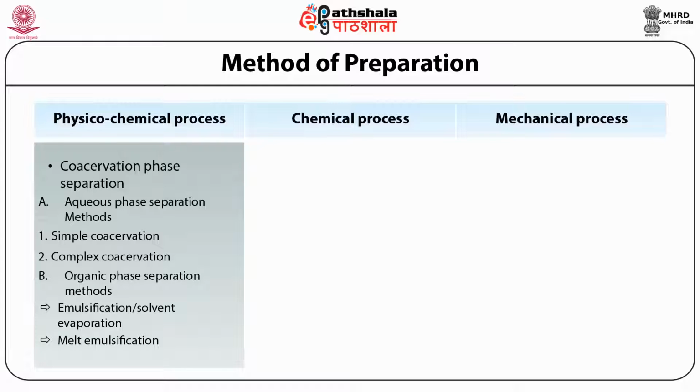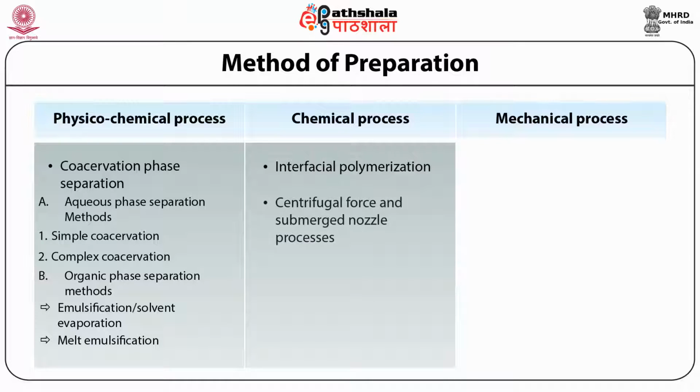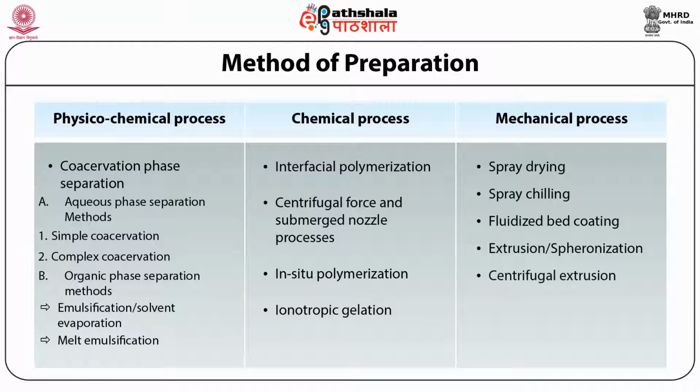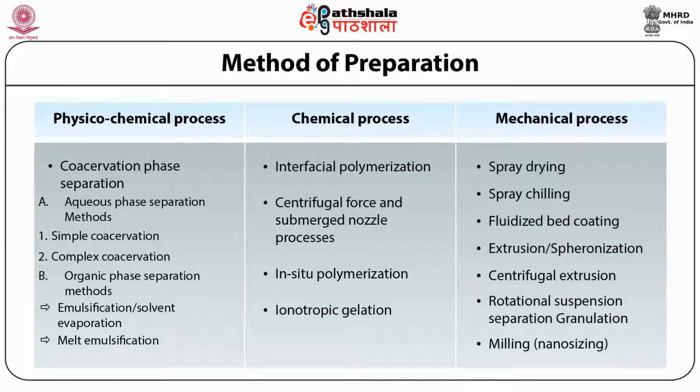Now the chemical process can be further classified as interfacial polymerization, centrifugal force and submerged nozzle process, in situ polymerization, or ionotropic gelation. While in mechanical process, we have spray drying, spray congealing or spray chilling, fluidized bed coating, extrusion spheronization, centrifugal extrusion, rotational suspension separation granulation, and also nanosizing or milling. So these all come under mechanical processes.